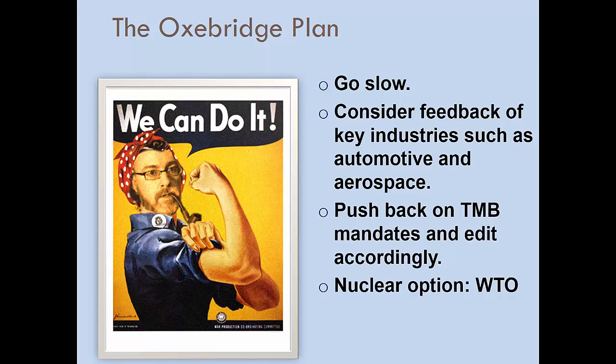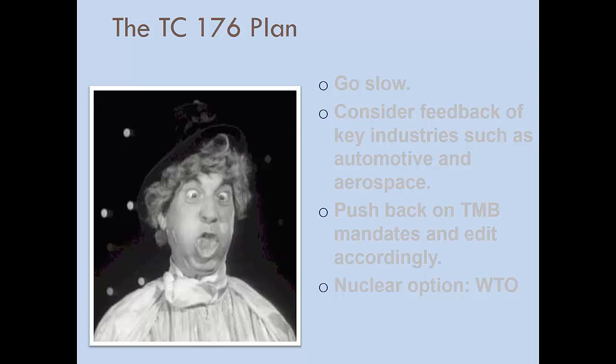So if TC-176 had stood up for itself, they could have said, we're not going to adopt this Annex SL. We're going to listen to our users, and we're going to take our time and do this right. If the TMB had pushed back, they could have used that three-letter acronym, WTO, and that would have scared the crap out of TMB. But instead, what did TC-176 do? They decided to go fast.